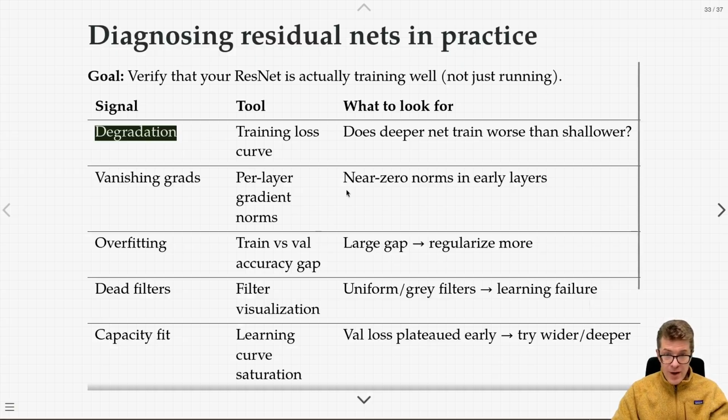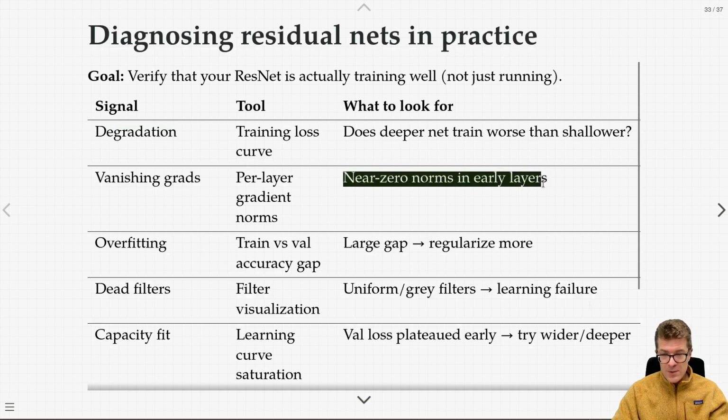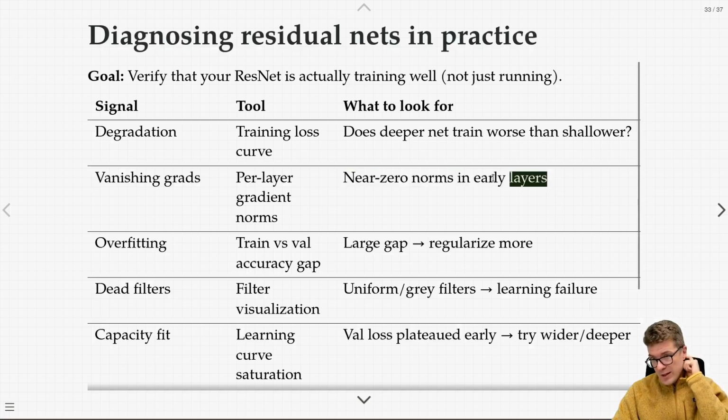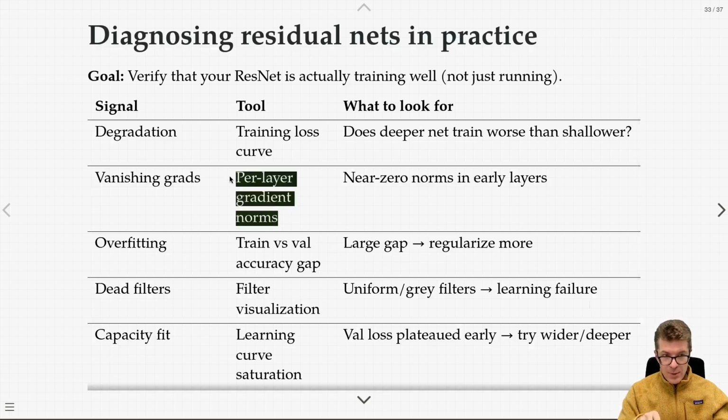Are there vanishing gradients? Do we see any near zero norms, or norms that are closer and closer to zero, especially in early layers? If that's the case, that's an indication that gradients are vanishing. We don't like that. And we can observe that through per layer gradient norms, which we saw in example 2.